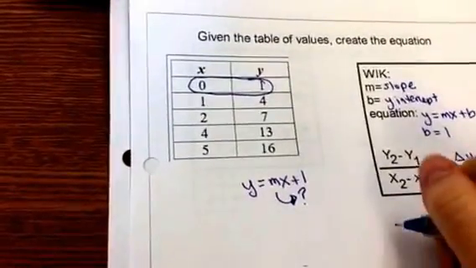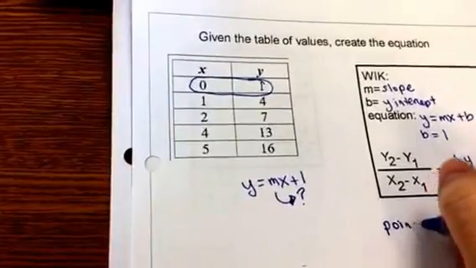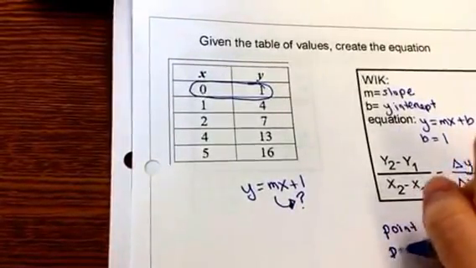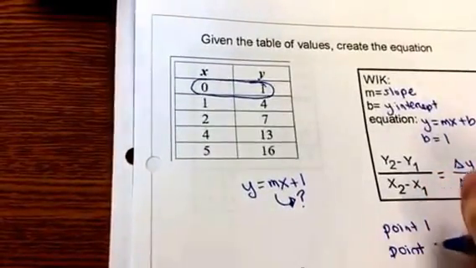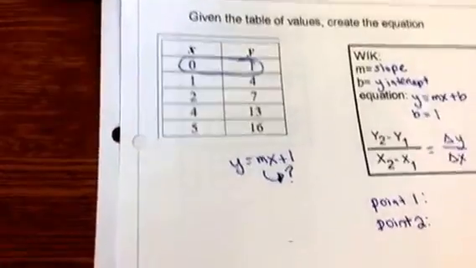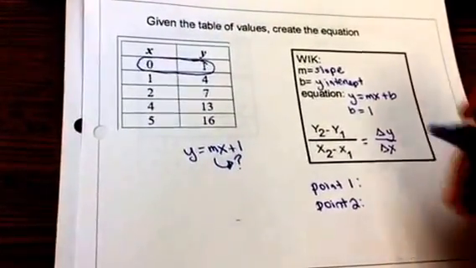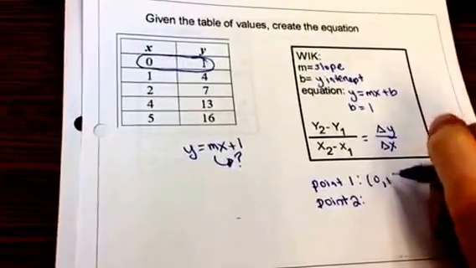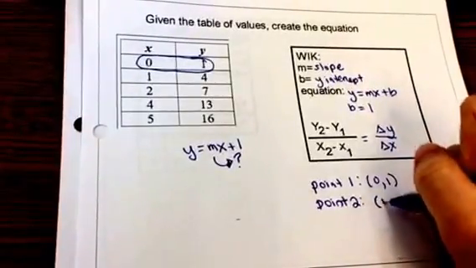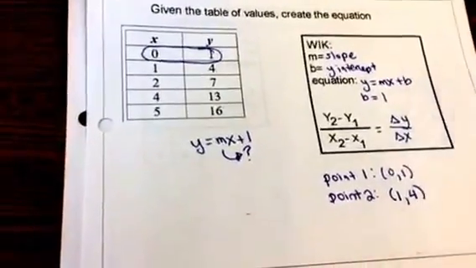So I can pick any 2 points I want. It's useful for me to pick points that are next to each other, but it doesn't have to be. It can be any 2 points that are on the line. So I'm going to make this really easy for myself. I'm going to use the point 0, 1. Those are super friendly numbers, and I'm going to use the point 1, 4.